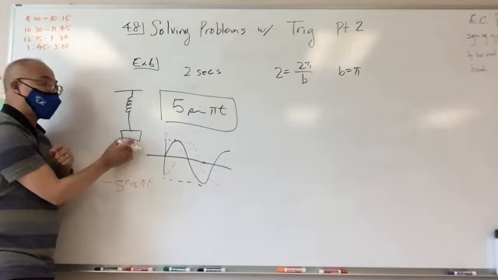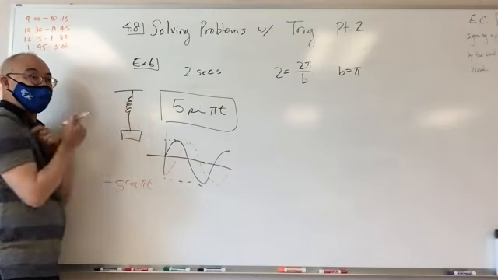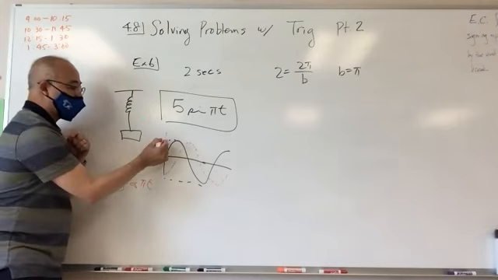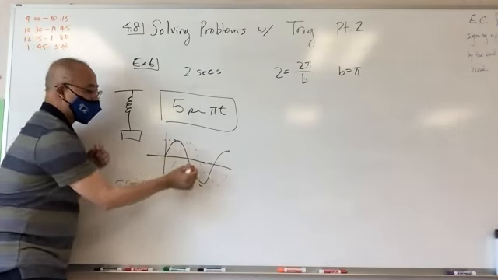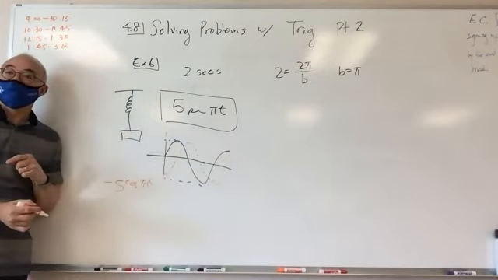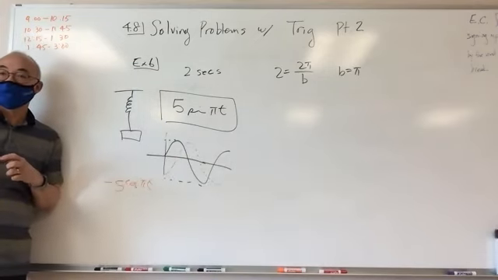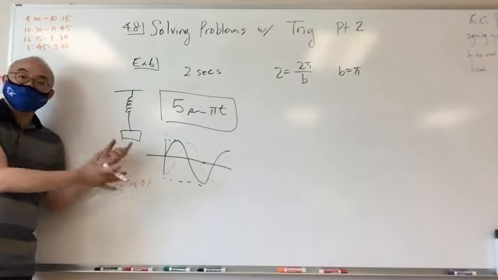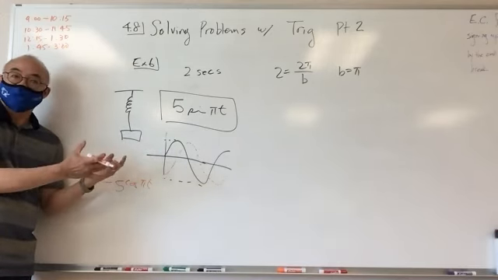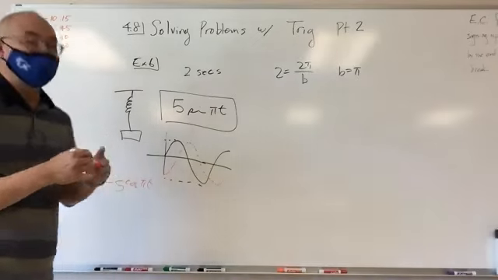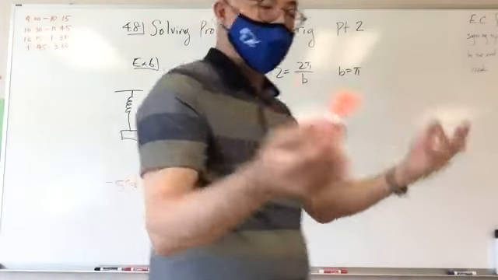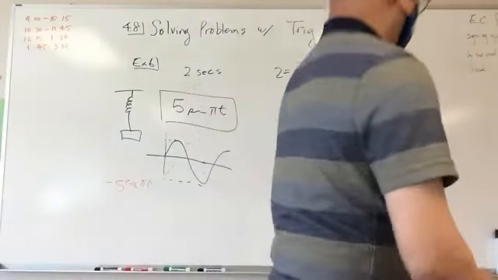If I told you I pushed it in and let go, then it would start from here and go down like this, so that would be just a regular 5 cosine pi t at that point. Okay, can you see how this question could be asked several different ways, depending on where the starting point is at 0? All right, we're good. We're done.